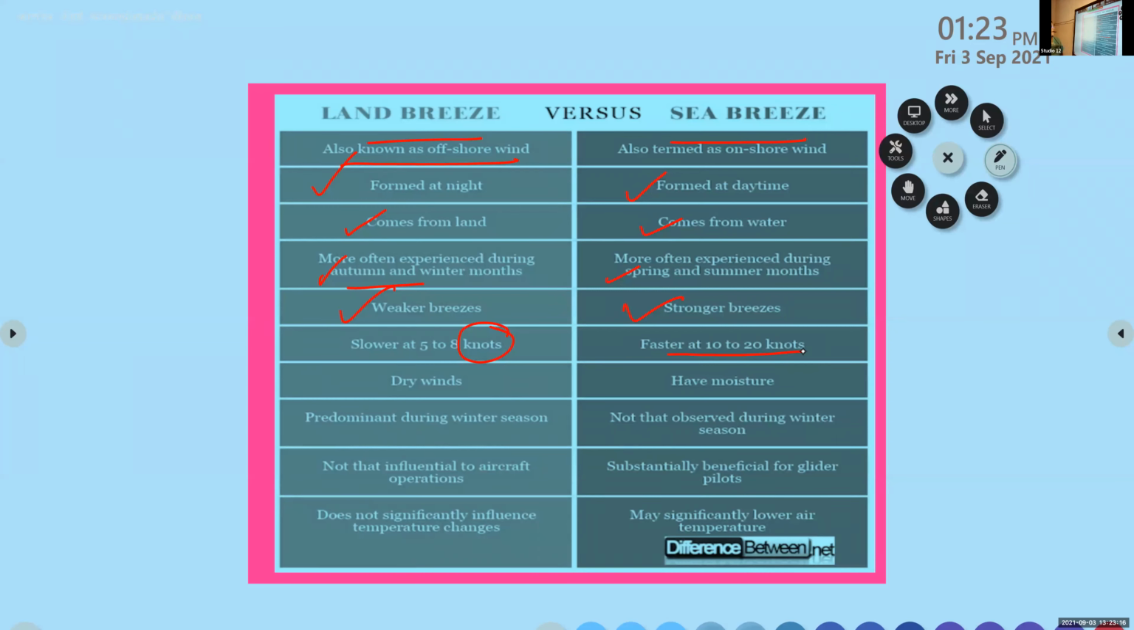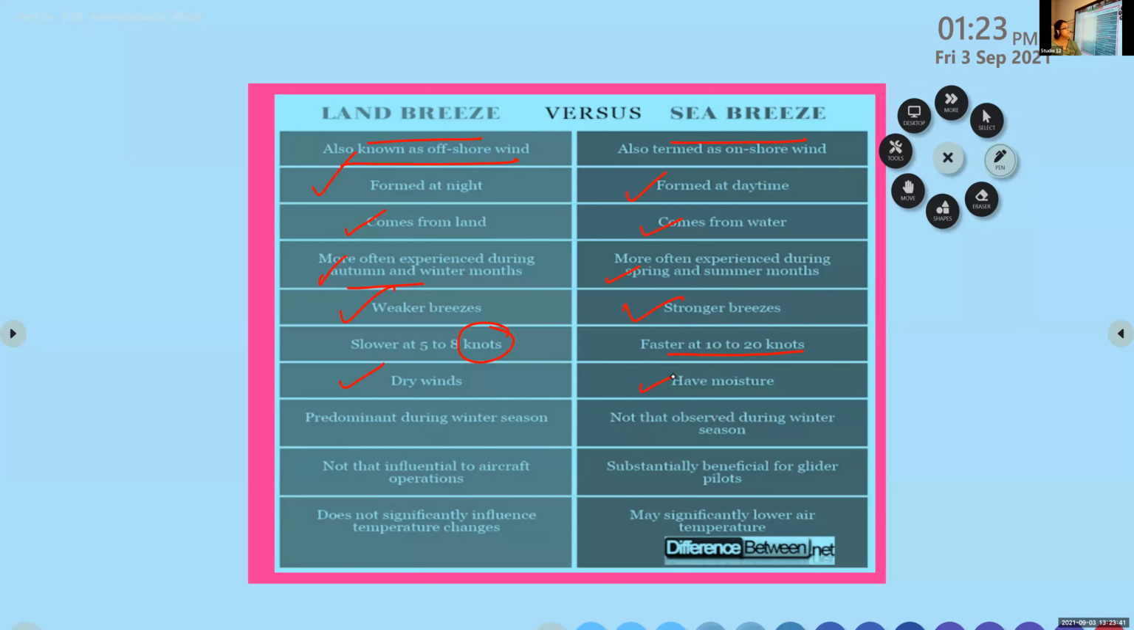Then land breeze is a dry wind. Dry wind means you may not feel that much cold when the land breeze comes. Land breeze blowing, it may not have water content. Why? Because it is usually in winter and autumn months. But sea breeze has moisture. Sea breeze has moisture. So there will be water content, and it will be a cool breeze.